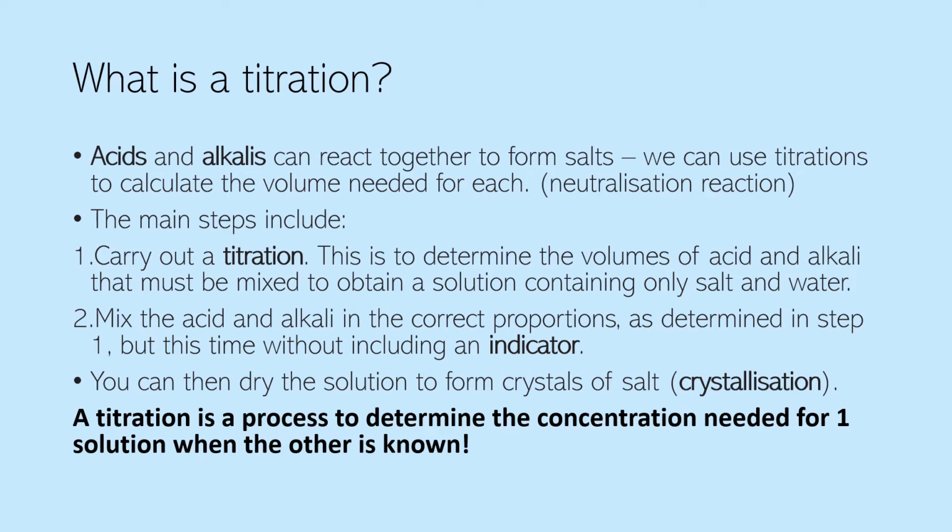So our main steps include to carry out our titration to determine the volumes of acid and alkali needed to obtain our salt, and then to mix the acid and alkali in the correct proportions. Okay, but this time without the indicator, because we use our indicator to determine the concentration needed. So you can then dry this out to form crystal salt. So we can see that a titration is a process to determine the concentration needed for one solution when the other solution is known. So for example, we're going to look at an example where we know the concentration of alkali and we're trying to work out how much acid we need.